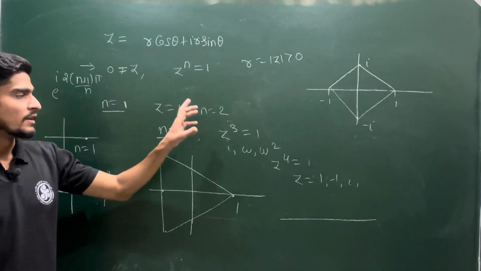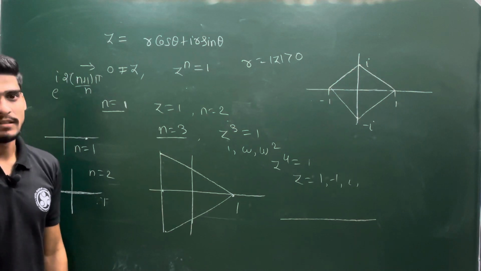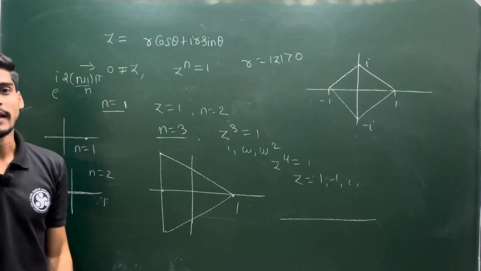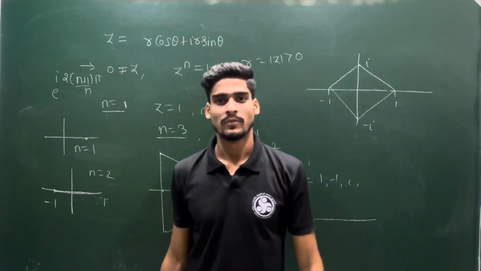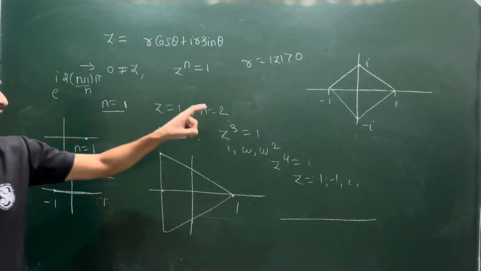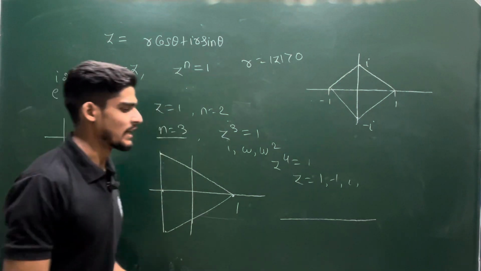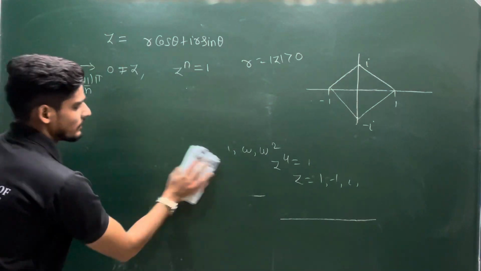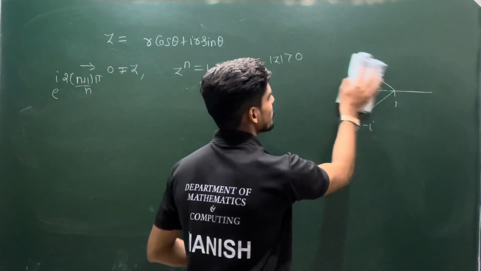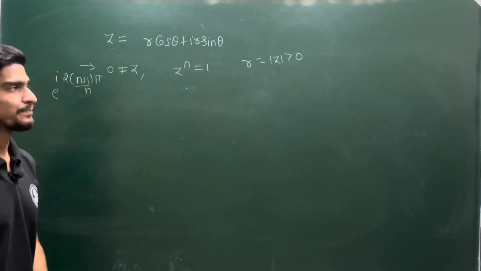So that is why the roots of this equation form a regular polygon of n sides and all are equally spaced. That means the distance between two points is the same. So those are equally spaced. This is the main property of this. Now let me give you one more way for computing the roots. For n is equal to 5, you can draw that it will be a pentagon.